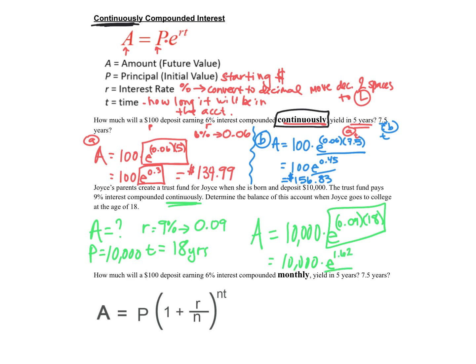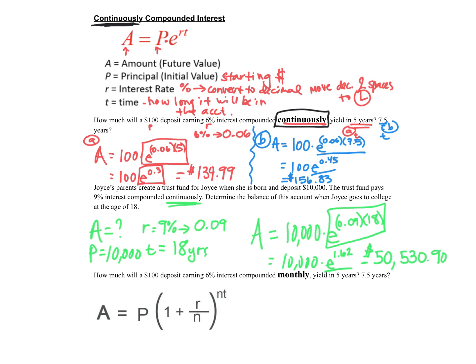Plug this into our calculator first. Second, ln, 1.62 times 10,000, which gives us, holy moly, $50,530. That's ridiculous, just for sitting in a bank account for 18 years. That's awesome. So good old Joyce, she'll have a lot of tuition for college when she gets there. And that was, again, compounded continuously.